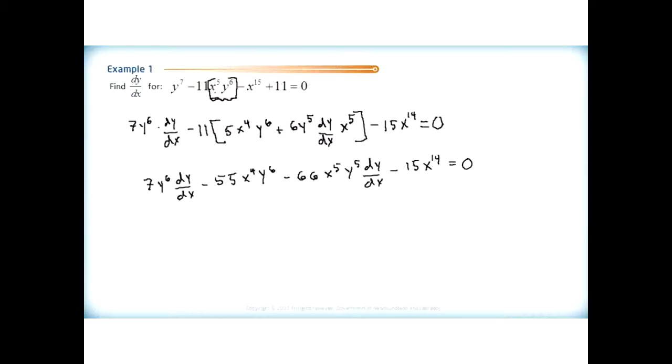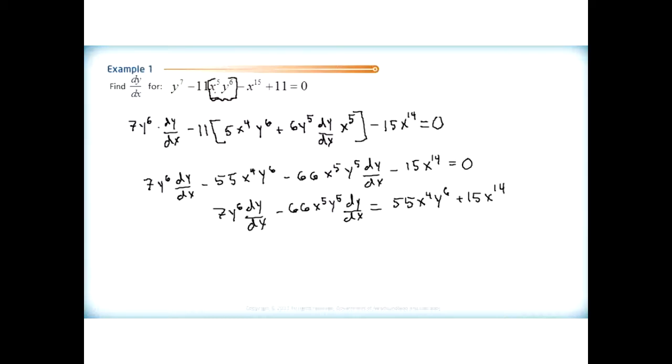Okay, so after we get that far, there's only really a two-step process. The first step is we collect every term that has a dy over dx in it on one side of the equation, and every term that does not on the opposite side. So I'm going to leave my 7y to the power of 6 by dy over dx, and my negative 66 x to the power of 5, y to the power of 5 by dy over dx, all on the left side here. And everything else has to move, so I'm going to add the 55 business to both sides. So I'm adding 55 x to the power of 4, y to the power of 6, and I'm adding 15 x to the power of 14 to the other side as well.